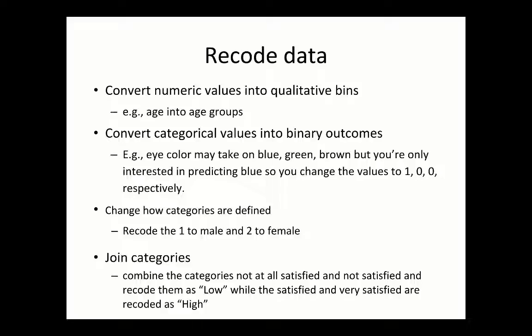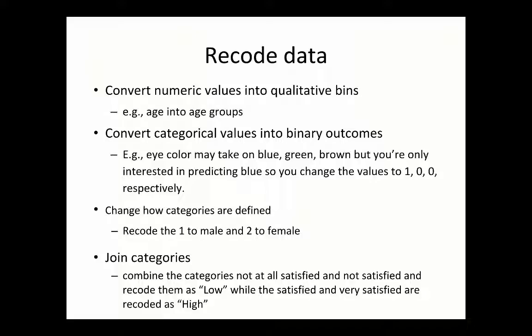Another example is to redefine the existing categories. For instance, the data for sex may be coded as 1 for male and 2 for female. But instead of 1s and 2s, you want to show the text males and females. Therefore, you recode the 1 to male and 2 to female.